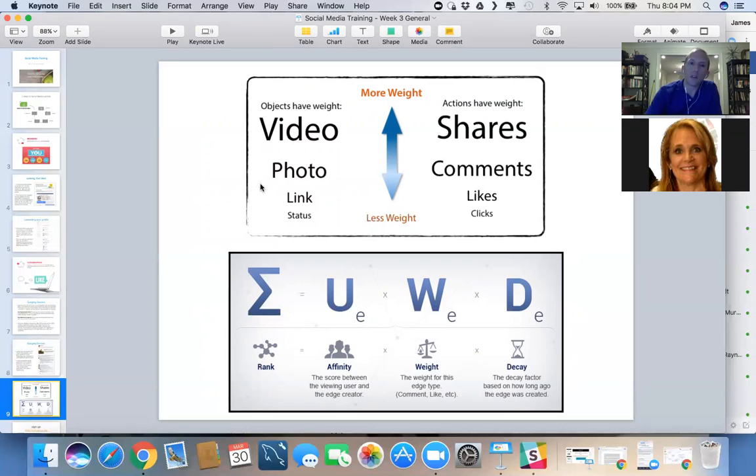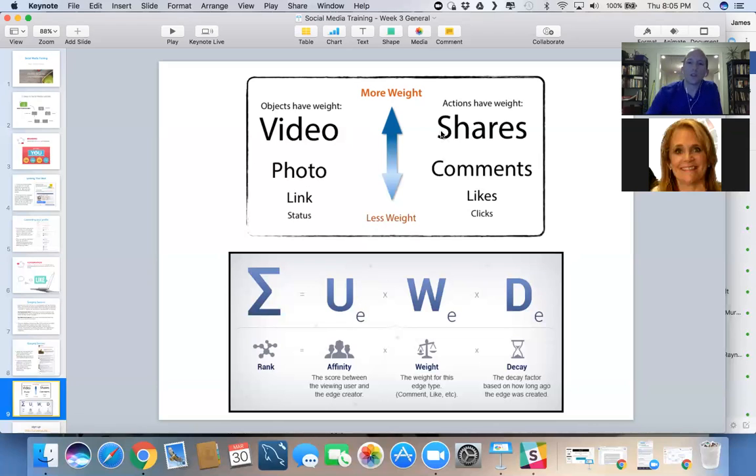So the next best thing are photos, followed by links, followed by status, which is interesting because when you go to type on Facebook, what does it say? How are you feeling today? They want you to tell them, but if you just tell them with some text, that's the least likely to be seen, because they don't really think it's that important.